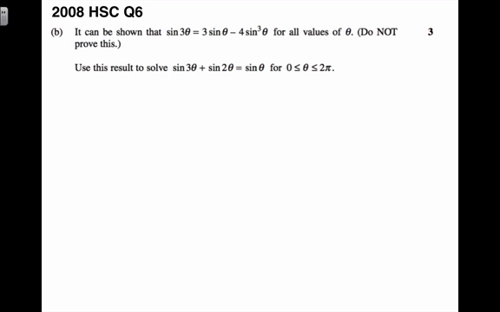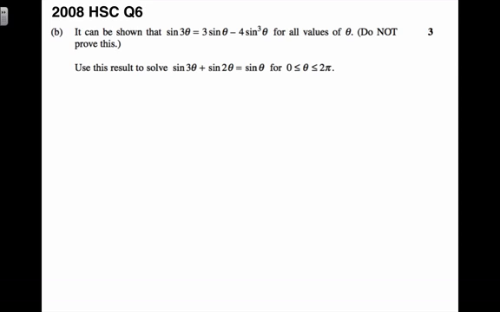Our final example is going to be from the 2008 HSC question 6. It can be shown that sin 3 theta is equal to 3 sin theta minus 4 sin cubed theta for all values of theta. And you could do that by using the addition formulae. But it specifically says don't prove that, so don't do it. But obviously we're going to have to use that somewhere. Use this result to show that sin 3 theta plus sin 2 theta is equal to sin theta for those bounds.